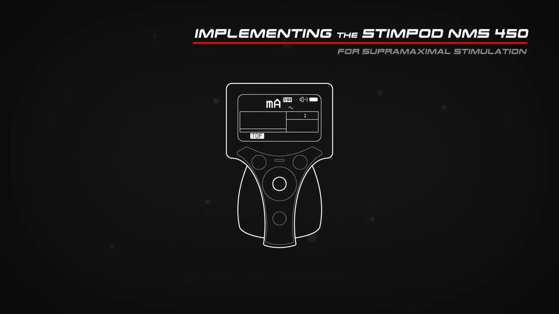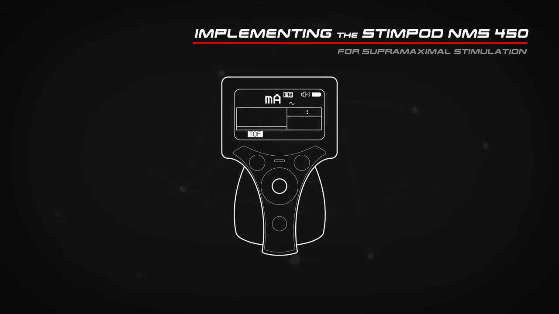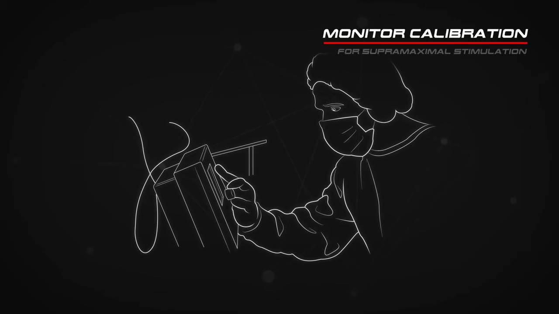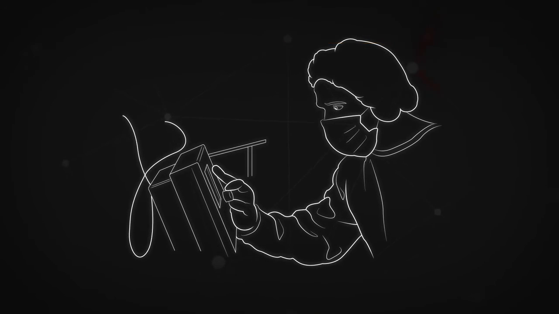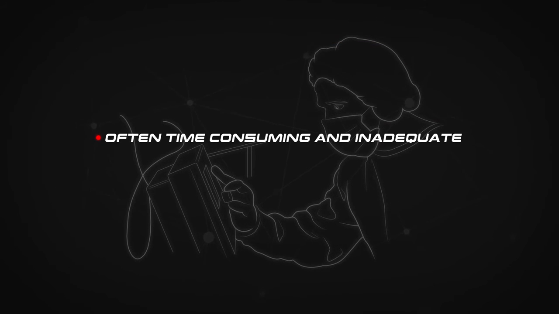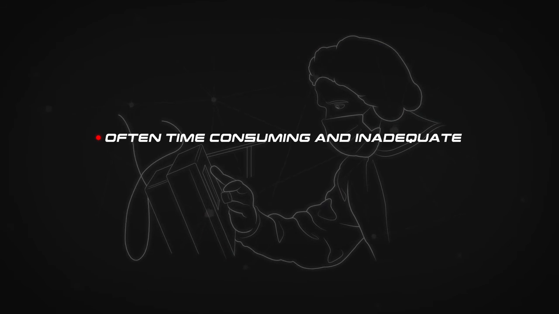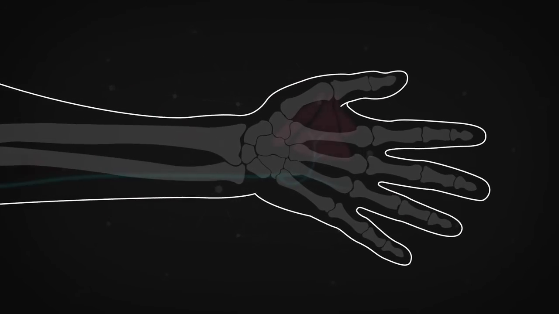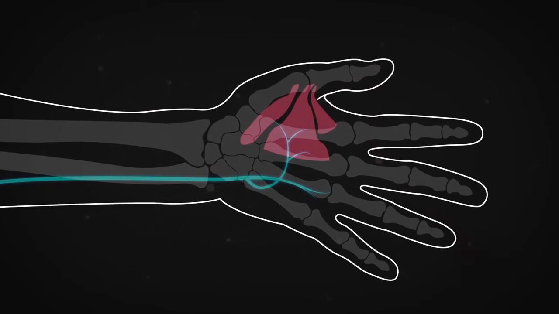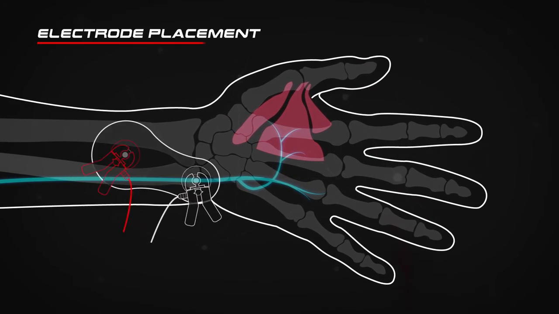Implementing the STIMPOD NMS 450 for supramaximal stimulation. Some monitors provide a calibration function which attempts to find the optimal supramaximal setting. However, this can often be time-consuming and inadequate. In order to be assured that supramaximal stimulation is achievable with the maximum current output of the stimulator, one needs to ensure optimal electrode placement.